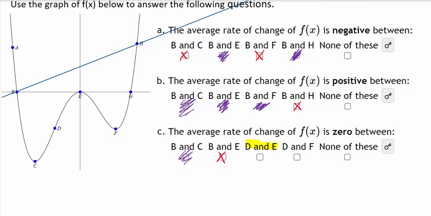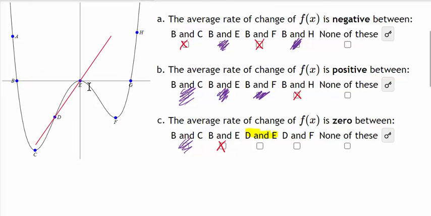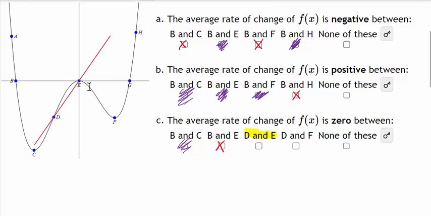Let's draw a line connecting D and E. And when you draw the secant line through D and E, it's clear that the slope of that secant line in red is positive because the line is increasing as you trace left to right. So between D and E, I will not select that box because this says that the average rate of change is 0, and it clearly was not. It was positive. So the final interval we need to look at in this video is D and F.